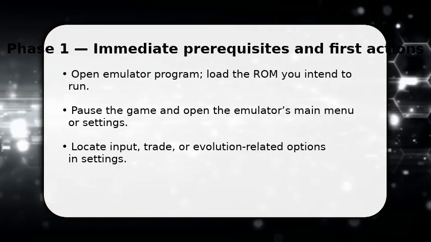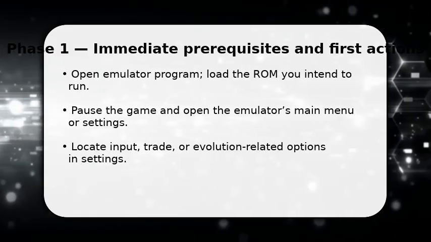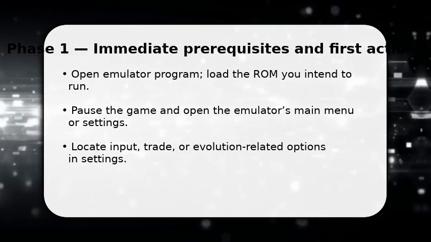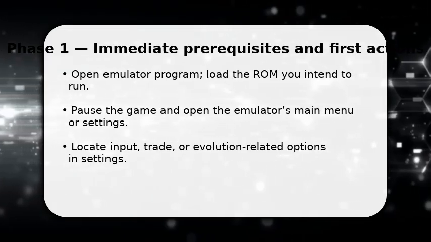You start by opening your emulator and loading the ROM. Make sure the game is paused. Once done, navigate to the emulator's main menu and enter Settings or Preferences. This is where the toggles live.